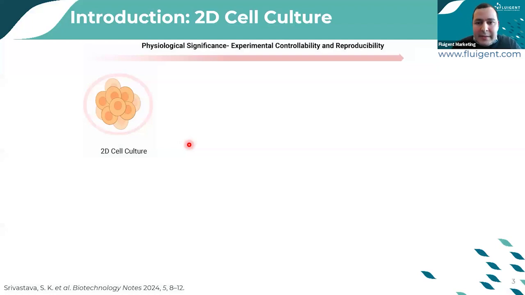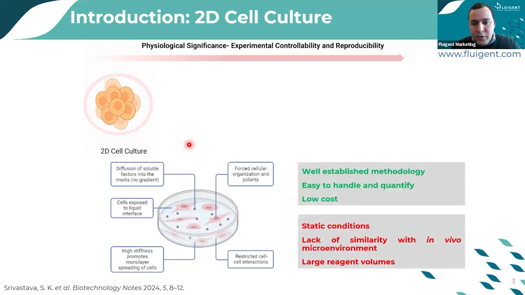So in the last decade, organ-on-chip gained a lot of interest in research and in industry compared to the classical and conventional methods. Let's first summarize the conventional methods in this field and compare them to the latest advancement in organ-on-chip. First, let's start with the 2D cell culture. As you may know, it is a well-established methodology, easy to handle and quantify when you are working, for example, in Petri dishes.